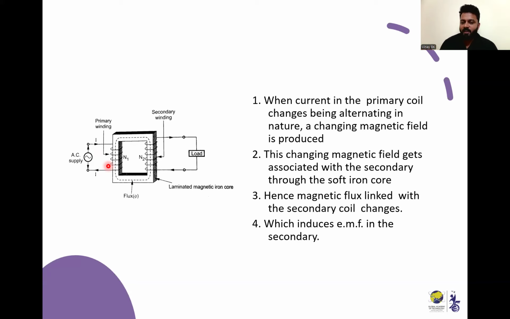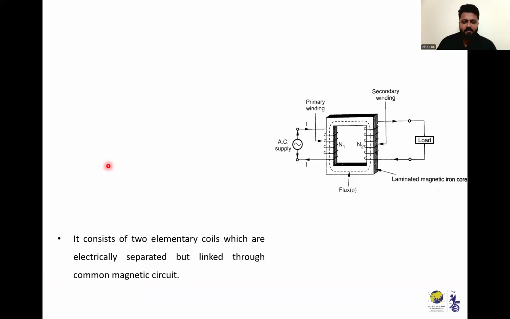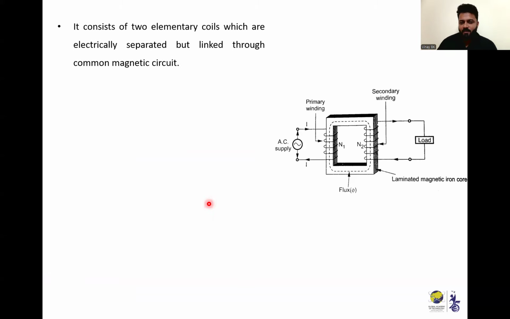You are giving supply to the primary winding, which produces a flux in the primary winding. That flux links to the secondary winding, and due to the linkage of the flux, EMF is induced in the secondary winding. That induced EMF we call a mutually induced EMF. So this transformer consists of two elementary coils which are electrically separated. These two coils are not connected electrically, but are linked through a common magnetic circuit. So you can call it an electrically separated, magnetically coupled circuit.